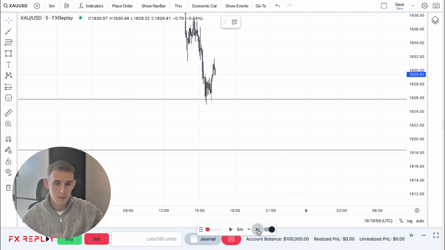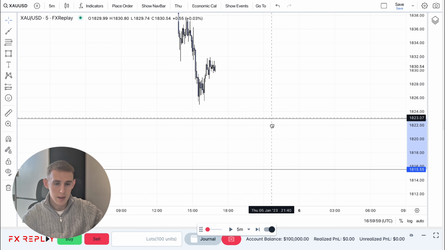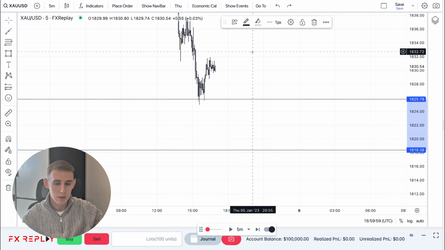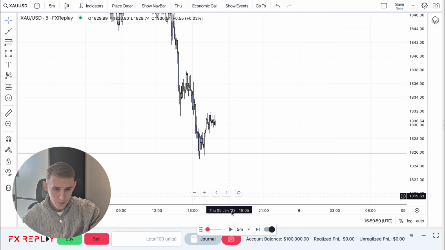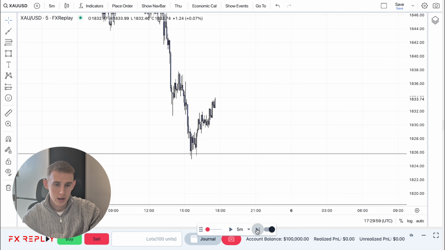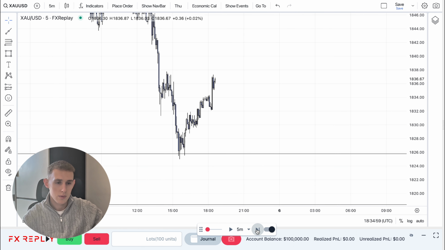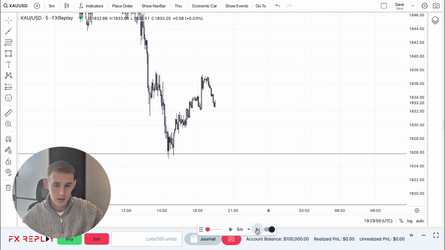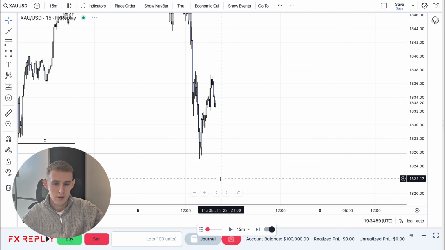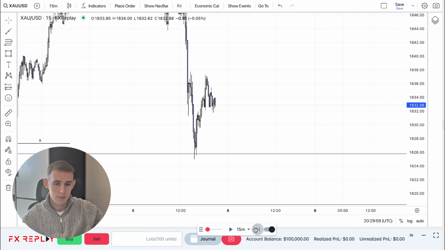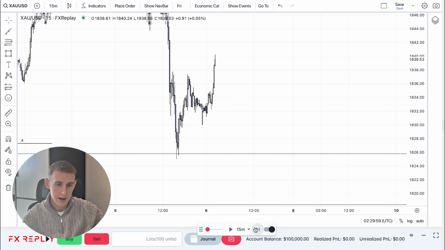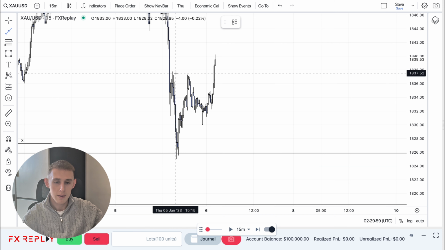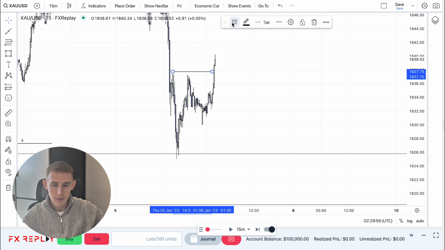Currently I'd want to see price break this high or sweep these lows again and then break structure. Let's have a look if we get that. Hasn't quite broken it just yet. Okay, so there we go. Very clear change of character on both the 15 minute and M5.